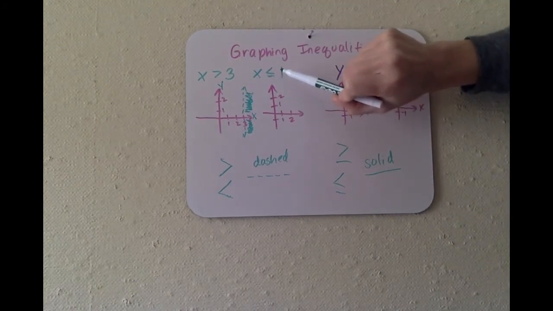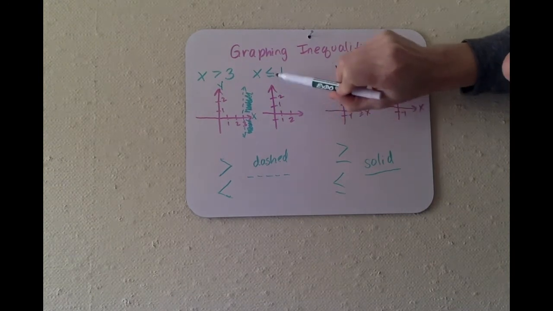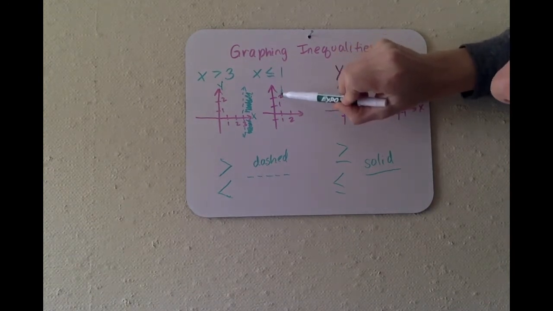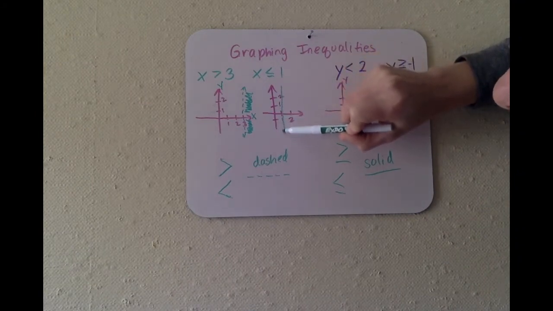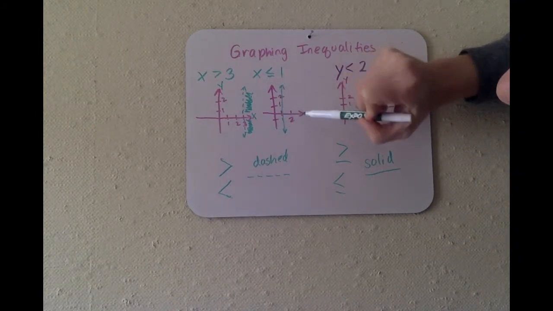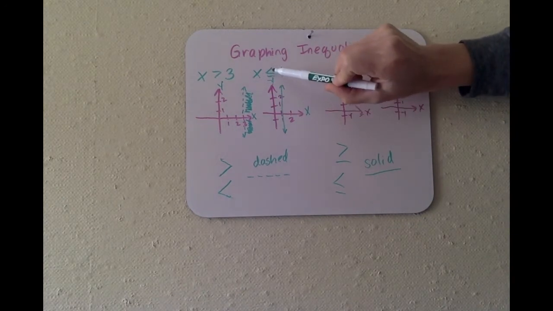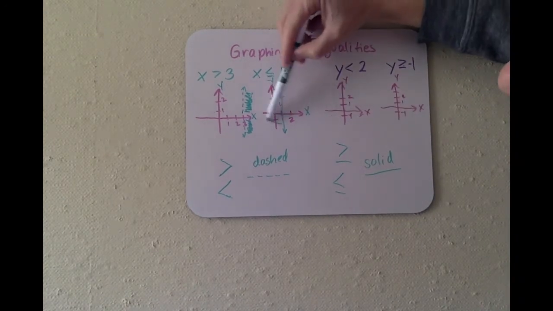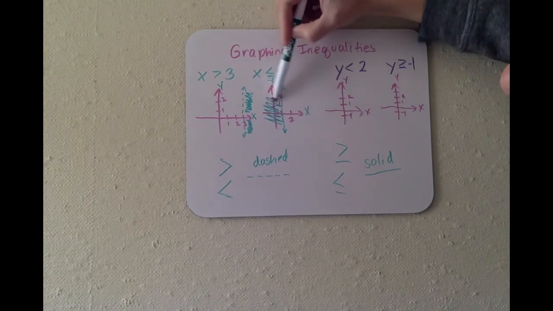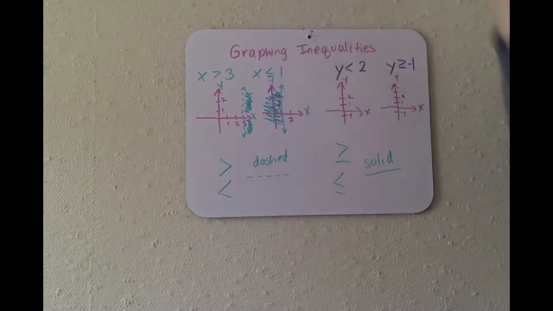For the second example, we have x is less than or equal to 1, so it's going to be a solid line at x equals 1. This is my x-axis, y-axis, and it's everything less than or equal to 1, so I'm going to shade in all this area.